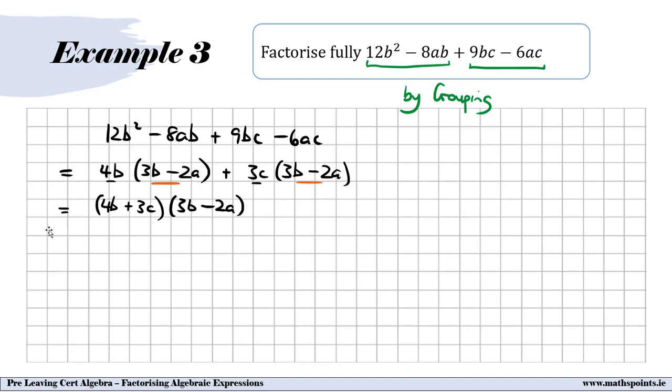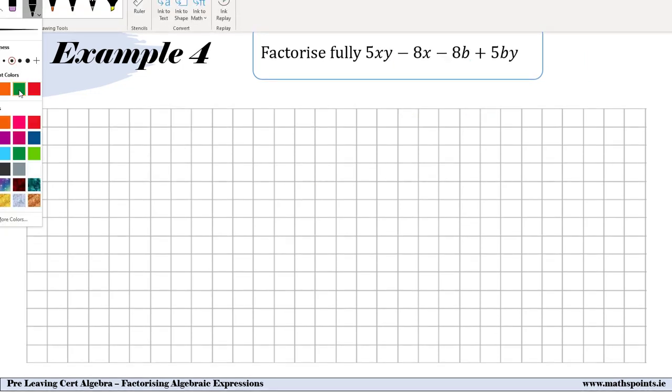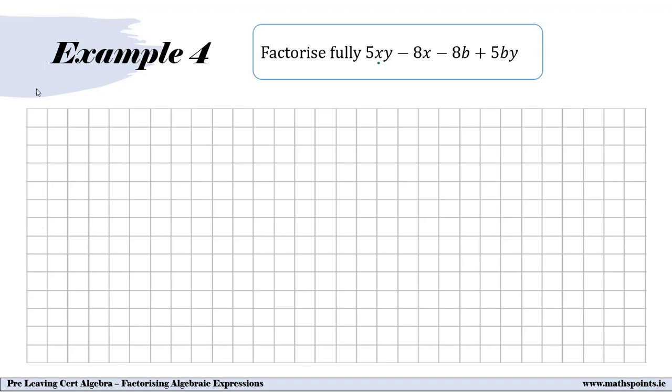Okay, moving along to question 4. So 4 looks like it's going to be another factor by grouping question. We can see we have 1, 2, 3, 4 terms. And whilst the order doesn't look correct, we can see that there's 5s in both the first and the last term, and 8s in both the second and the third term. So it looks like it's going to be a factor by grouping question. So we may need to reorder it.